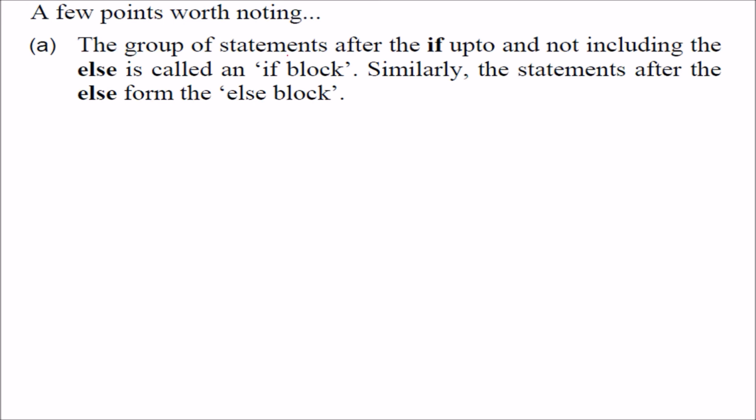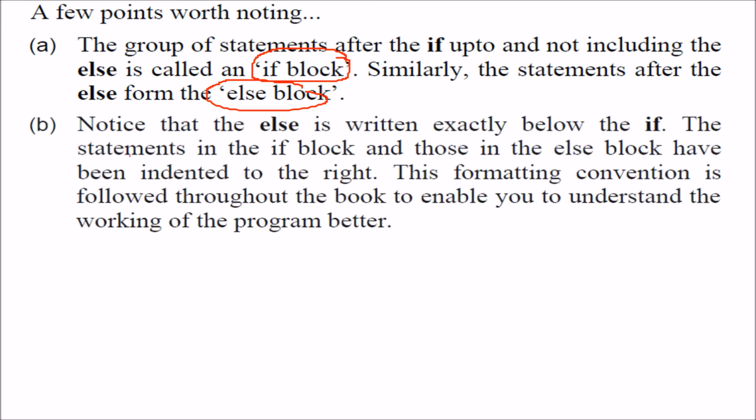So there are certain points. The group of statements after if up to and not including else is called the if block, and the statements after the else form the else block. So in the if-else construct, we have an if block and we have an else block. You also see that else is written exactly below if. This is an indentation. There is a formatting because you can have multiple if-elses inside if-elses. So the indentation or the formatting has to be very clear.